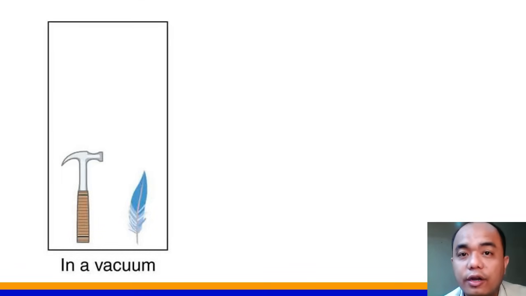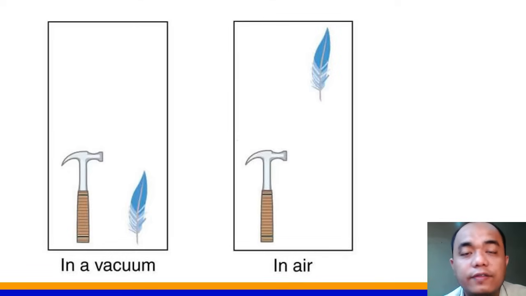If you drop the hammer and the feather in a vacuum with no air, no atmosphere, would you believe that these two objects will fall at the same time? Yes, they will fall at the same time when you drop these objects in the vacuum. But if you drop these two objects in the presence of air, like here on Earth, then the hammer will for sure fall on the ground first before the feather.